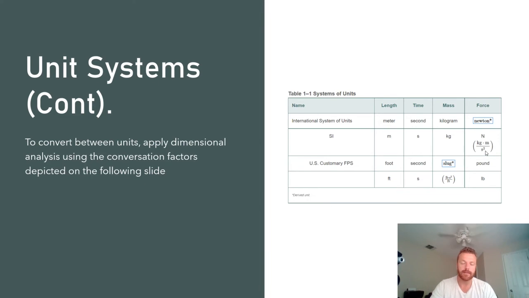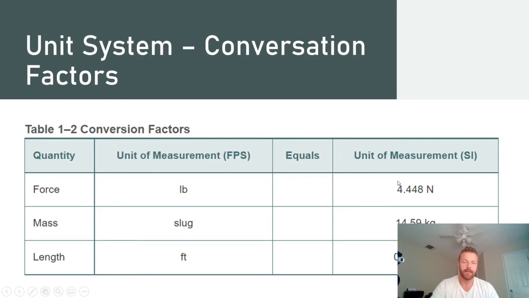In contrast, in the US customary system, it's the foot, second, and pound that have a standardized definition, and the unit of mass, which is the slug, is derived from them. So one thing you need to be able to do whenever you're working across unit systems is convert between them. We'll do an example through dimensional analysis that I'm sure you've seen before. But for our class, we'll need these conversion factors quite often. Namely, 1 pound is 4.448 newtons. And you can read the remainder of them.